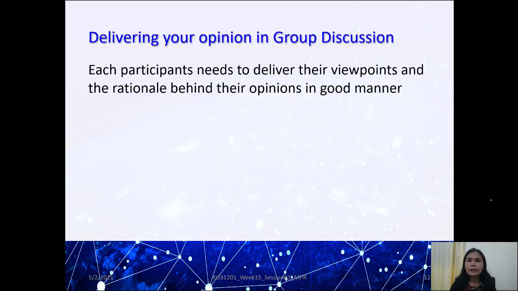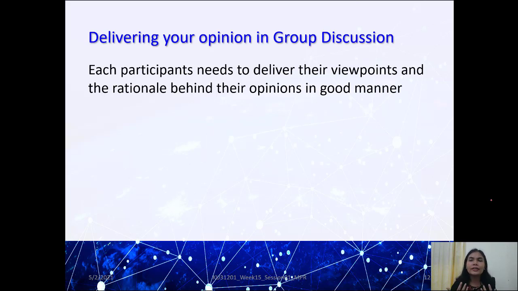Now, how are you going to deliver your opinion in group discussion? Of course, this is not your first time, I reckon, delivering opinion in group discussion. So just make sure that each participant delivers their viewpoints and the rationale, the reason behind their opinions, in a good manner. The first thing that you need to know is that everyone needs to have the time to talk. And then they need to deliver their opinion and the reason behind their opinion, and it's also in a good manner.